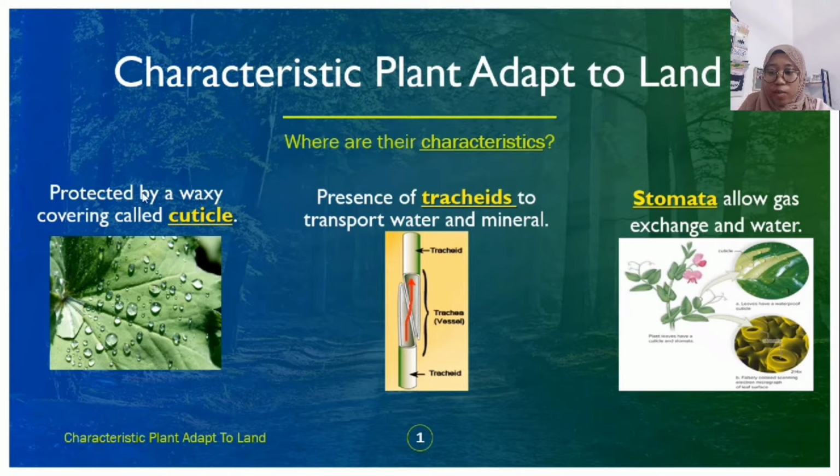Firstly, they are protected by a waxy covering called the cuticle. This functions to protect the plant from water loss. The next one, they also have tracheids. In the plant, they transport water and minerals. The next one, they also have stomata, which are small openings in the leaf. They allow gas and water exchange.